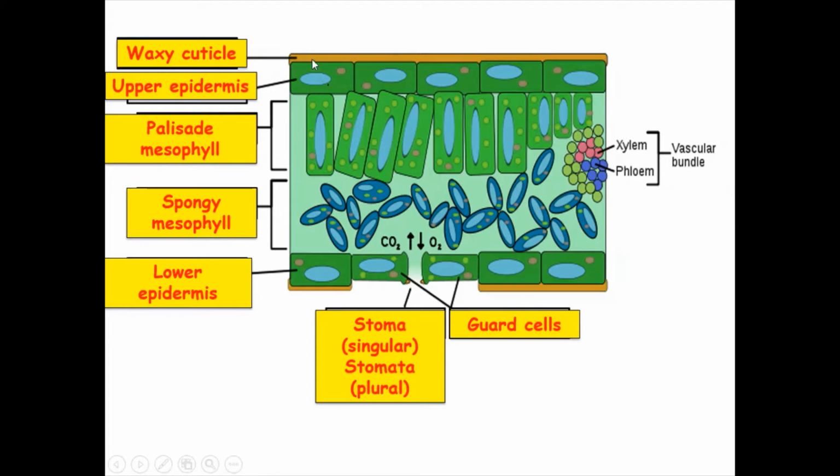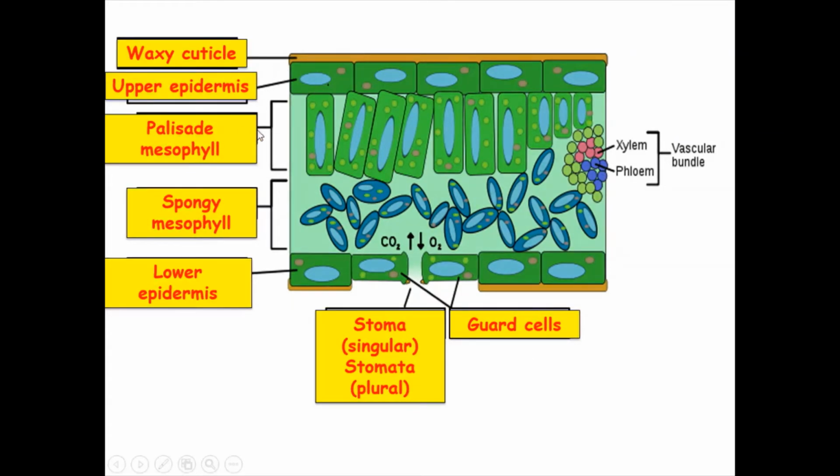Starting at the top, we've got the upper epidermis, with the waxy cuticle. This acts much like the skin in humans and animals. The job is to provide a physical barrier that prevents physical damage and things like viruses and bacteria getting into the leaf. It also reduces the rate of water loss.